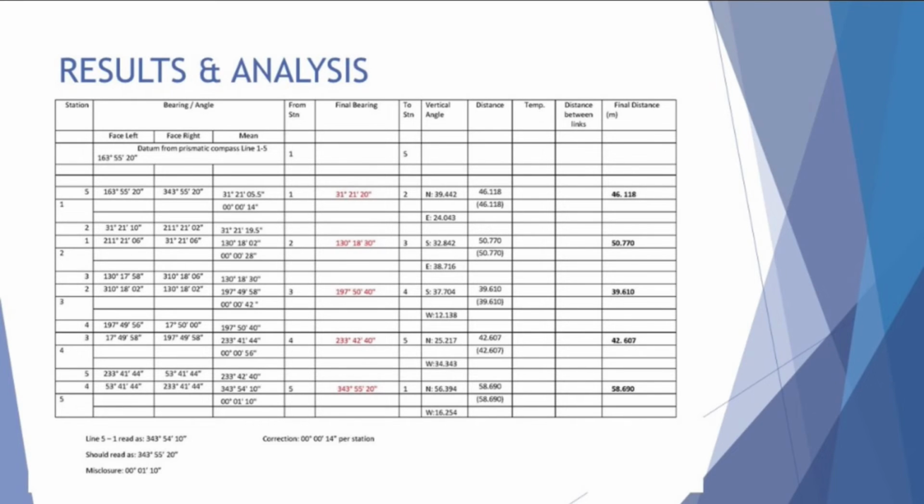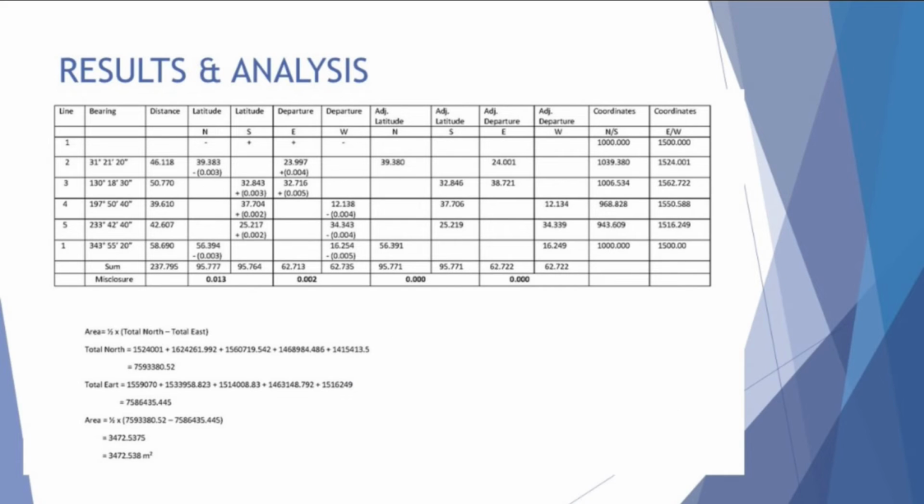Then we will find the final distance. To find the final distance, add both the distances that they gave and divide by 2. After we have completed this part, we will find the coordinate. First, we must transfer the final bearing and final distance that we got just now into this table. Next, we will calculate the latitude for each line.